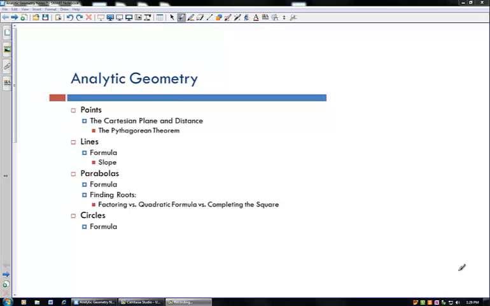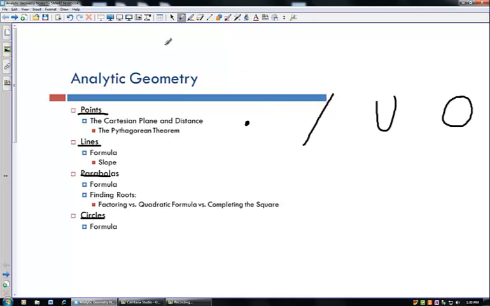So we're going to start with analytic geometry, and we're going to start with four basic geometric figures: a point, a line, a parabola, and a circle. So we can draw these. Here's a point, here's a line, here's a parabola, and there is a circle.